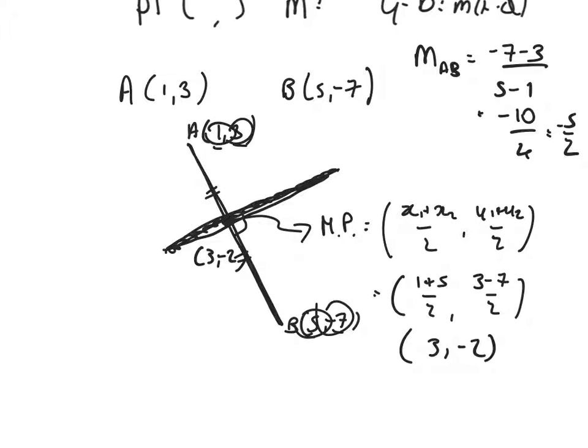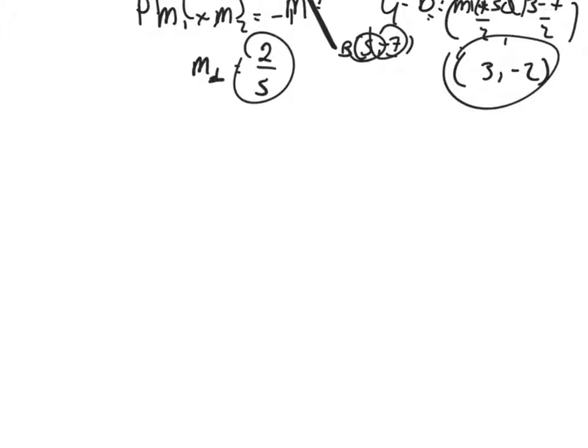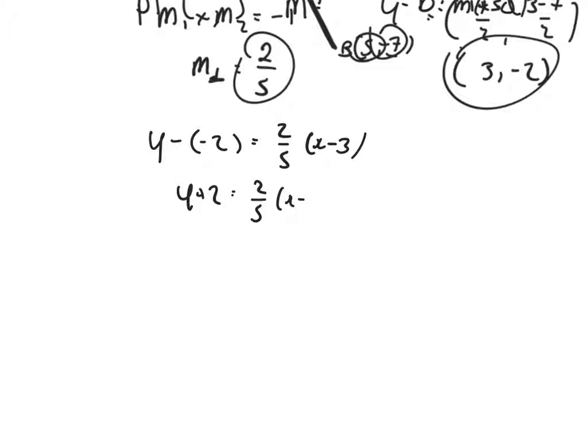Now, since the perpendicular bisector is a perpendicular line, I then invoke m1 m2 equals minus 1, and that's the flip and invert the fraction. So minus 5 over 2, flip that over, change its sign, and I get 2/5. So I've got a gradient of 2/5, I've got the point (3, -2), and I now sub that into y minus b equals m bracket x minus a. So that will be y minus minus 2 equals 2/5 bracket x minus 3. That's y plus 2 equals 2/5 bracket x minus 3.